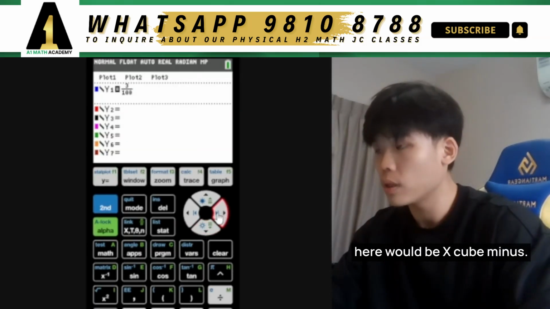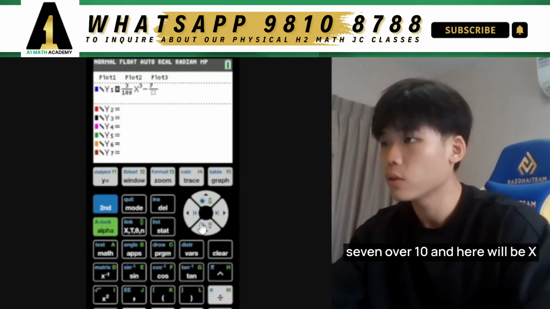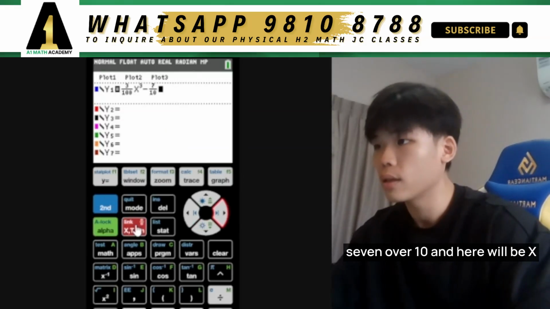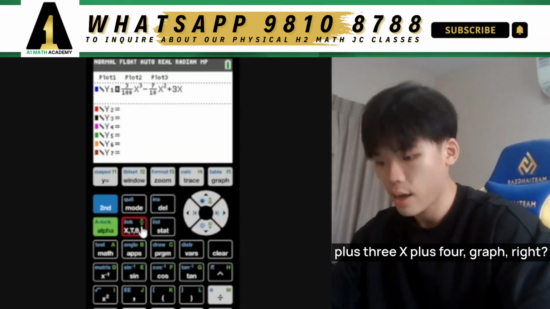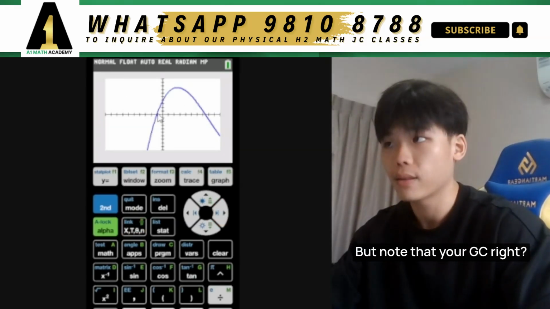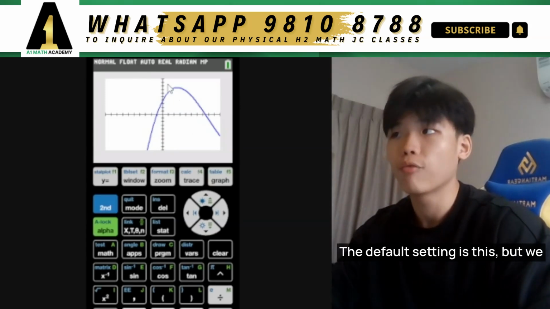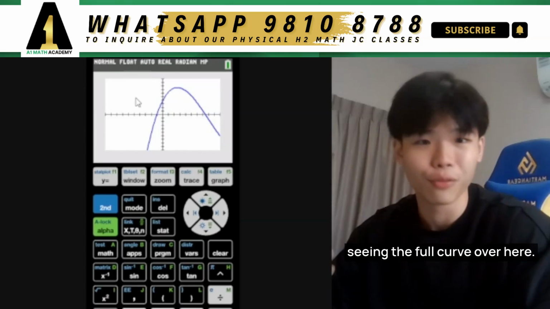And then here would be x cubed minus, then you key this here, enter, 7 over 10, and here will be x squared, and then here would be plus 3x plus 4. Graph, right? You can see that the graph is like that. But note that on your GC, the default setting is this, but we know that this is a cubic curve, so we're not seeing the full curve over here.